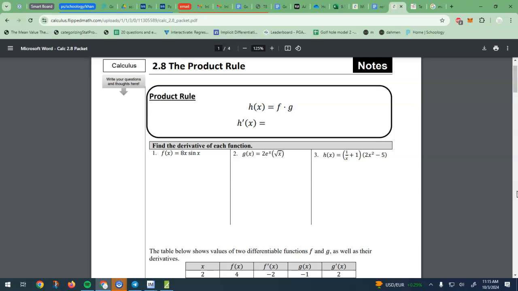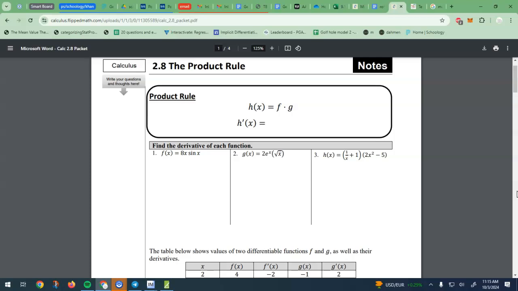3x to the third plus 4x squared plus 3x. Plus 4. And that's just simplifying it, right? So that's still your y. And then y prime. So 9x squared plus 8x plus 3.